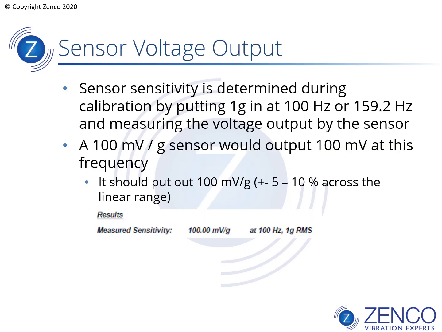Let's start with a common accelerometer. The sensor sensitivity is determined during calibration by putting 1 G into the sensor at either 100 Hz or 159.2 Hz and measuring the voltage output that the sensor provides. If we have a 100 millivolt per G sensor, we would expect the output to be 100 millivolts at this frequency when we put in 1 G. We would also expect it to not vary by more than 5 or 10% across what we call the linear range.